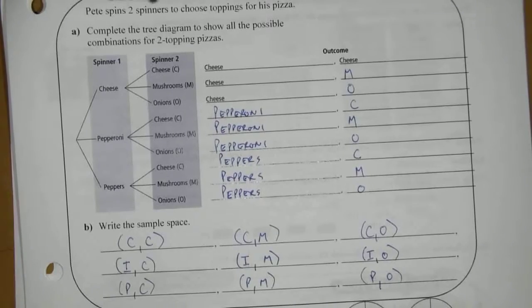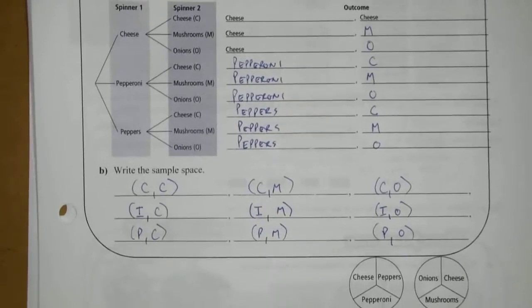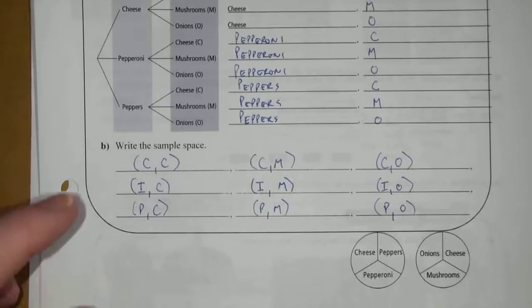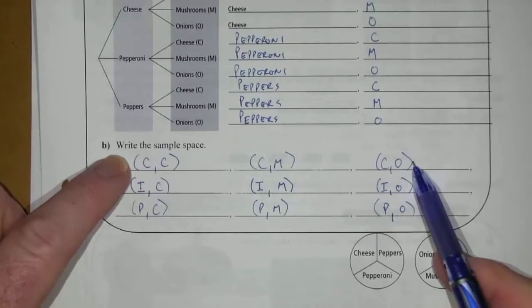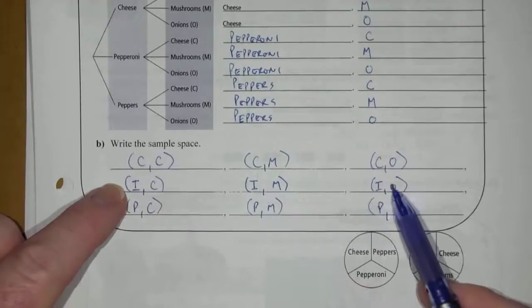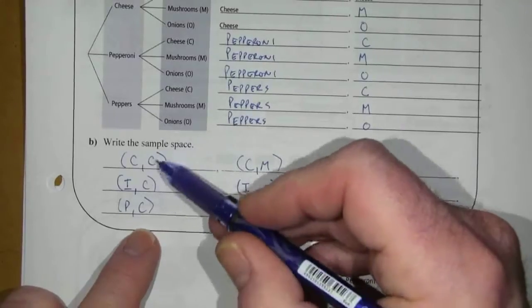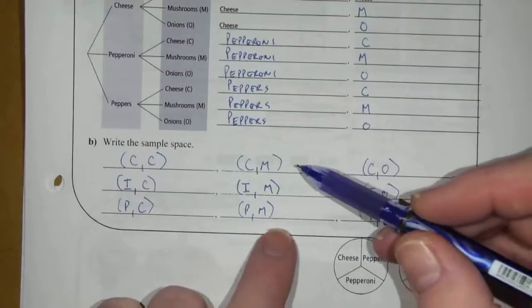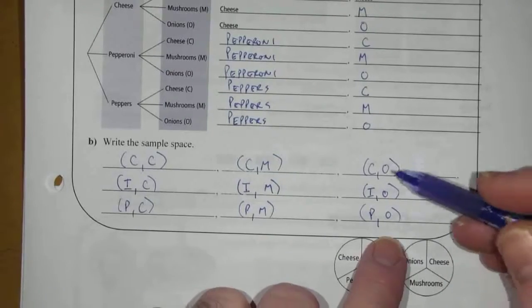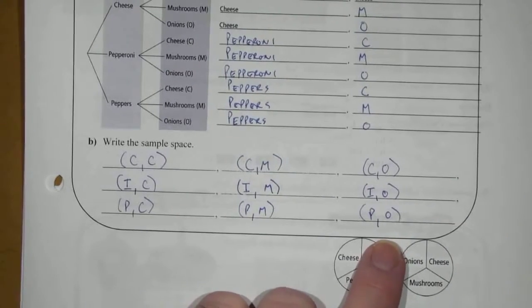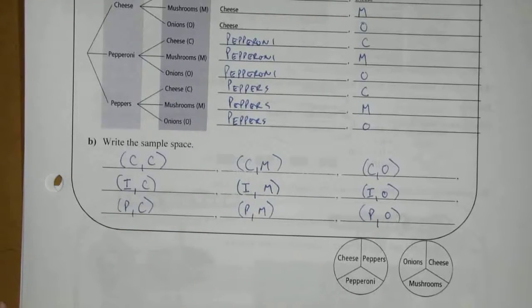Now, coincidentally, the way this sample space is written out, it kind of looks like a chart. You'll notice that the first letter here is all cheese, first letter here is all pepperoni, first letter here is all peppers. This column is all cheese for the second one. This one is all mushrooms for the second one, and this one is all onions for the second one. So the way this is drawn, it actually looks like a table, and that's a way to double check that you've actually done it right. You should be able to see the distinct rows and columns there. So that's Pete's pizza possibilities.